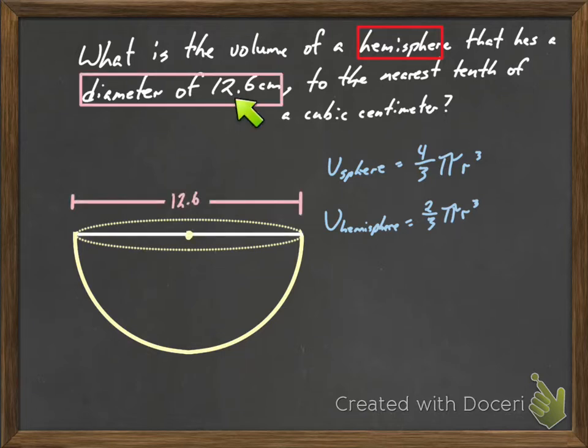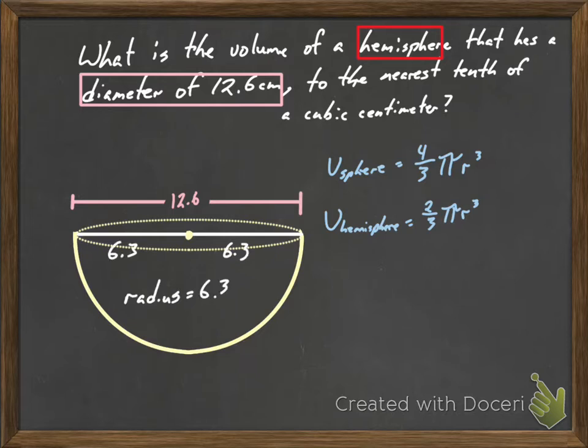They told us that the diameter is 12.6. So that's the length all the way across the sphere, or the hemisphere, should I say. So that's this whole length right here. That's the diameter. Well, diameter is not part of the formula. What is the radius?